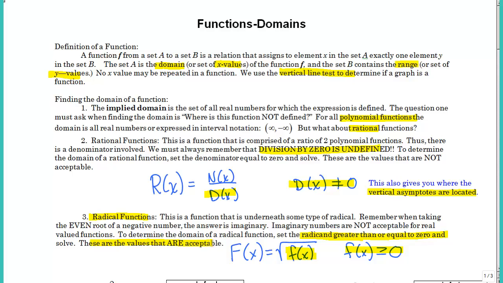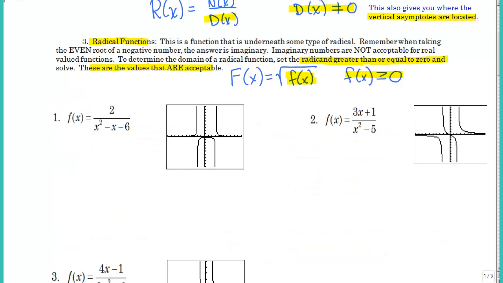A lot of this should be a review from college algebra, but we are going to be looking at probably more difficult problems. Now what I have done is I've gone through and gotten screenshots of these graphs so you can see how the domain found algebraically relates to the graph. You're still going to have to show your work algebraically, but you could check it with a graphing calculator to see if it lines up.